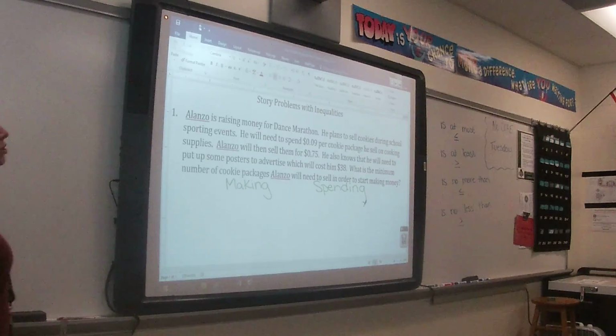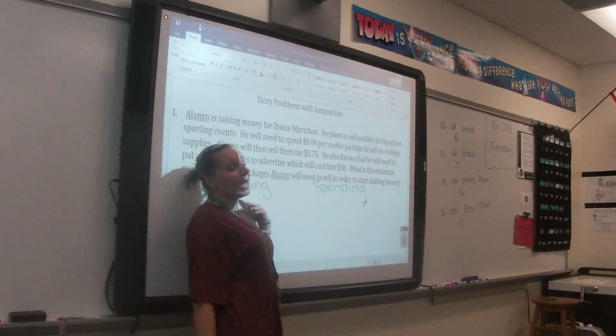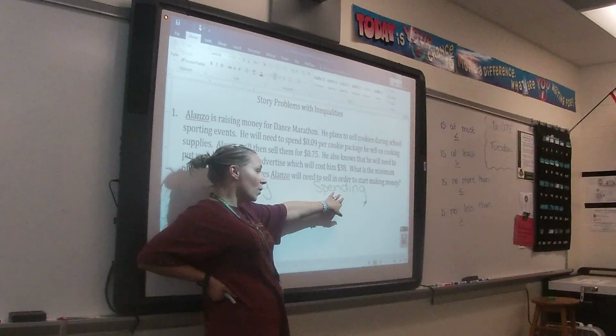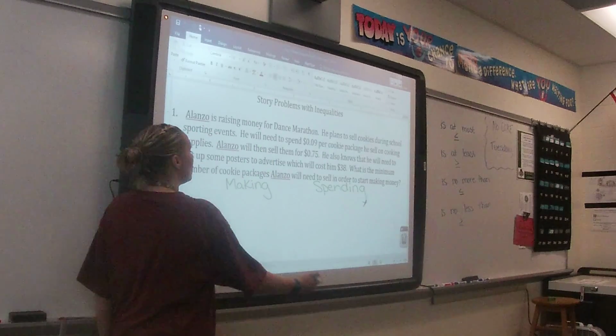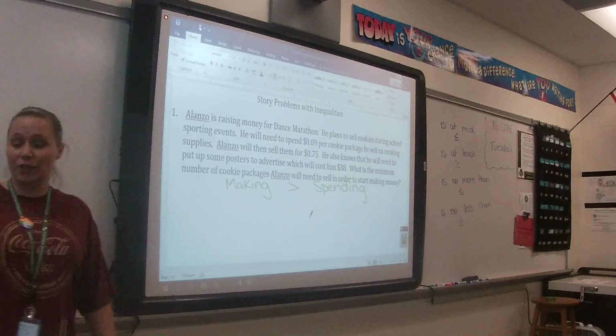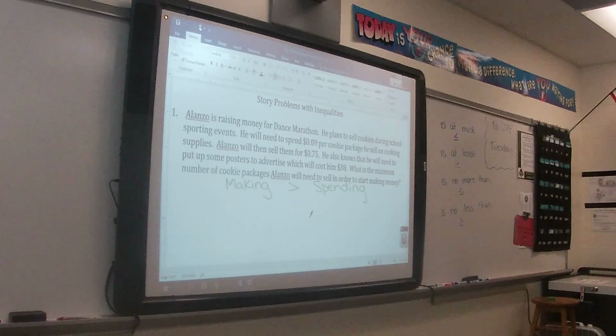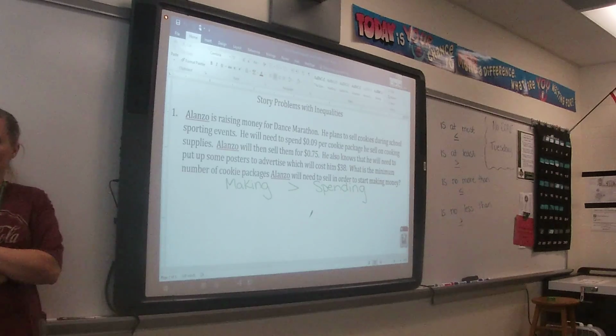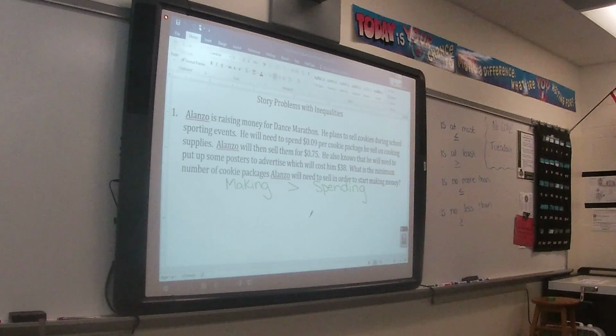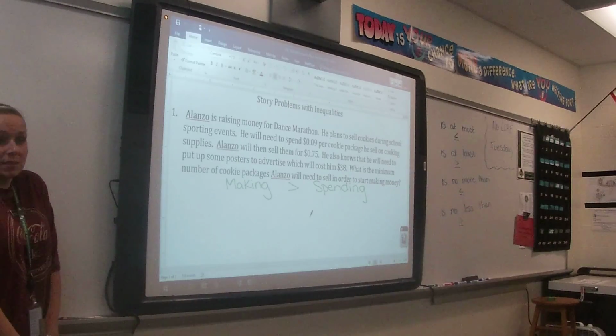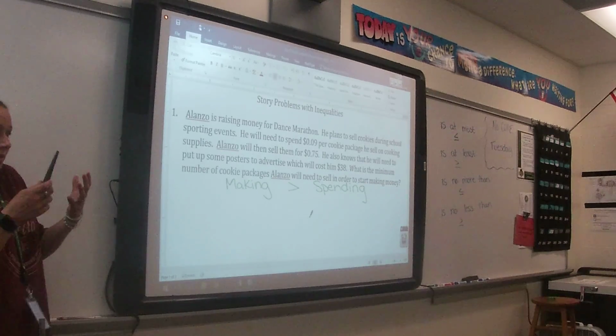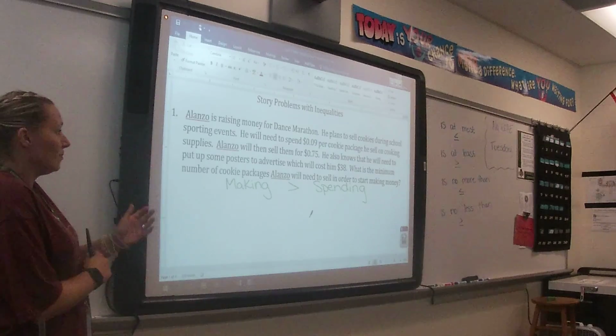My students actually like this better because it tells you which way to route. So if Alonzo wants to start making money, does he need to make more or does he need to spend more? Make more. So we need making to be larger than spending. Can the making amount be equal to the spending amount? Why not? Because you want to make more. We don't want to just break even. We want to actually start putting money in our pocket. So we want that greater than symbol. Everything at this point is then the same. There's literally nothing different. So the only thing different is deciding on which inequality sign you need.